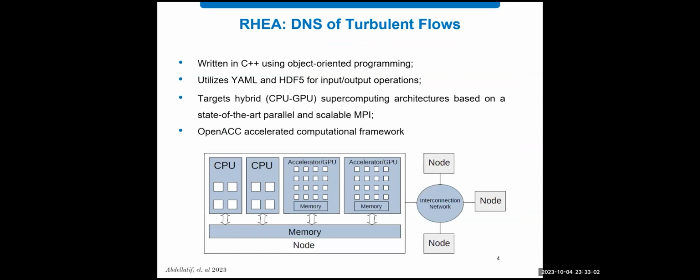So in order to get a glimpse about how the solver is written, RHEA is written in C++ and based on object-oriented programming. We use YAML and HDF5 files for the input and output operations. Also, the solver is a hybrid architecture based on MPI, and we lately introduced the OpenACC acceleration computational framework, which we target with the GPU. And we will speak about how this implementation is done in the next slide in detail.